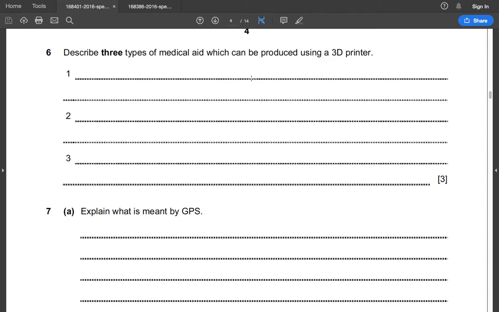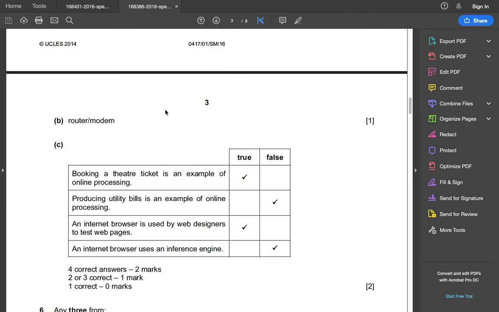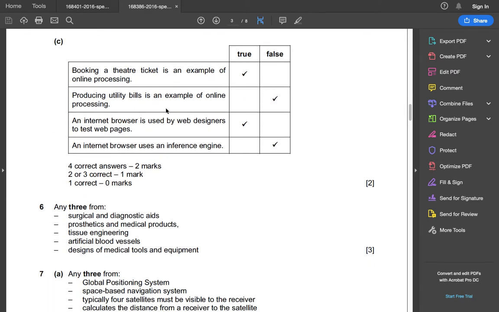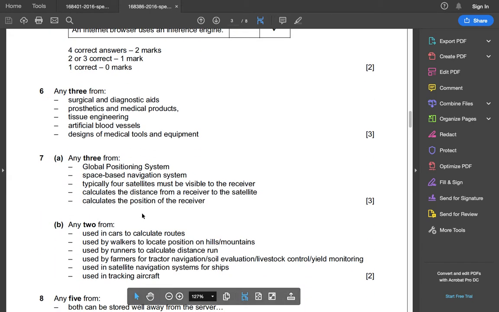Number three would be something that's customized, plaster, or what's that thing? Bandages for fractures. So surgical and diagnostic aids. So tissue engineering, artificial blood vessels, design of medical tools and equipment. But however, they will accept other answers as well.